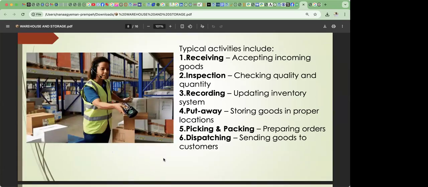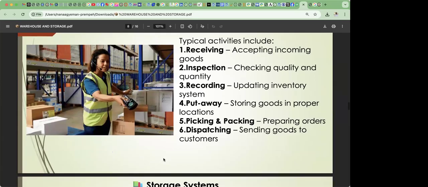So what happens within the warehouse? There's reception, you receive the goods. You inspect the goods, record, you put away. The putting away is just about putting them into the right places within the warehouse, which has been earmarked. So we have what we call the warehouse layout. The warehouse is laid out in such a way that it can facilitate all these activities.